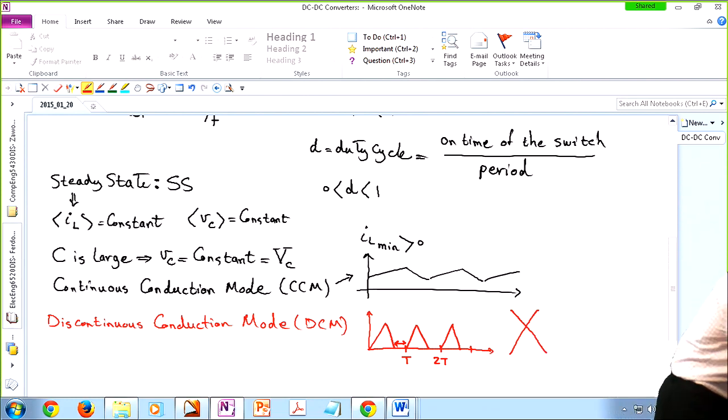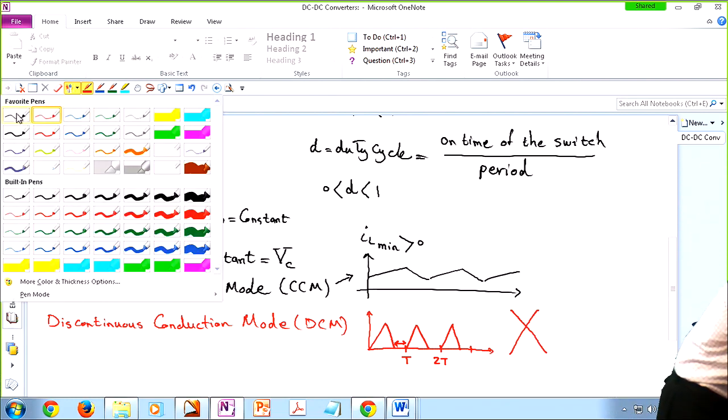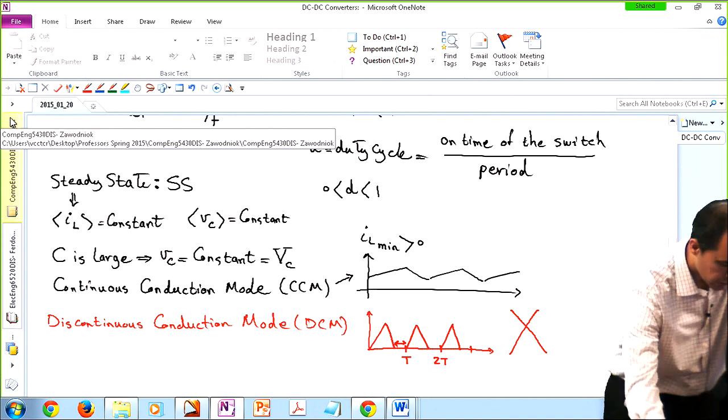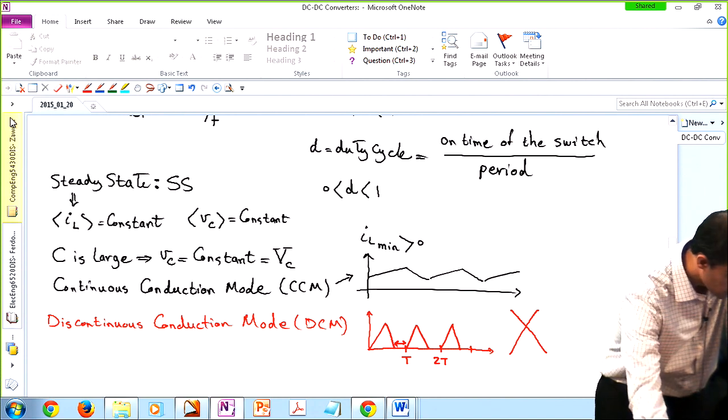All right, so let me switch back to black. All right, so that was another assumption. Okay, so let's look at the converter under mode 1.